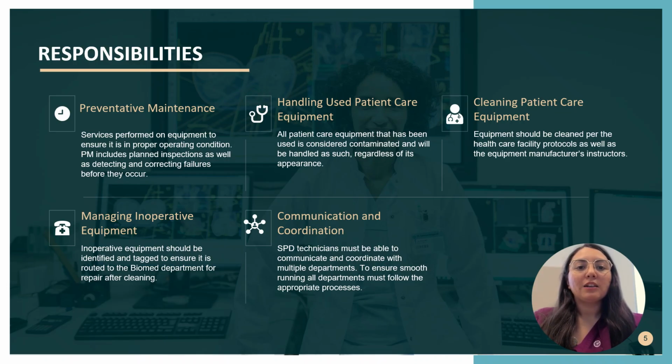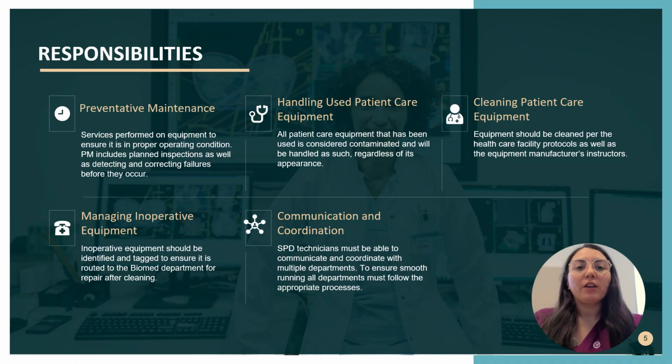Sterile processing technicians should follow their healthcare facilities' cleaning protocols as well as the equipment manufacturer's instructions. These instructions can be found in the operator's manual. When new equipment is brought in, a review of cleaning procedures should be performed to ensure the facility has the proper chemicals and accessories to process the item. All surfaces of the equipment, including crevices, cords, and switches, must be thoroughly cleaned.